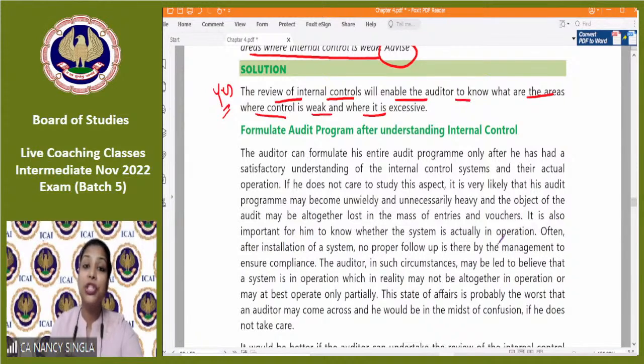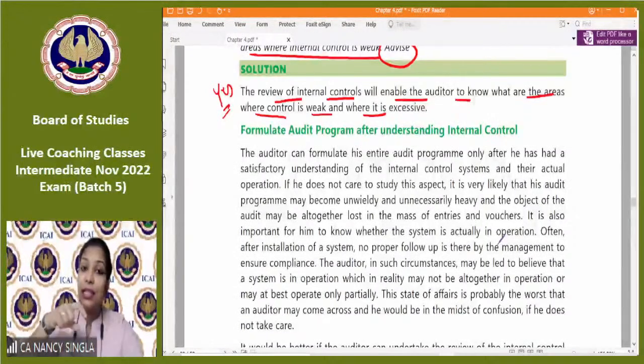Had this been the situation that I'm relying on the internal control, what would have been done? I'm relying on the internal control. I have tested the internal control. They are working effectively. I'll reduce my sample for checking. So my substantive procedures will be on that sample.